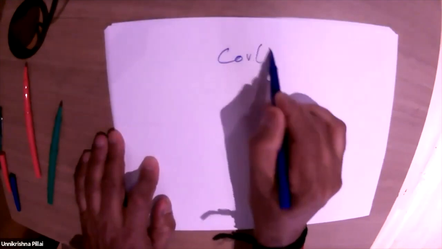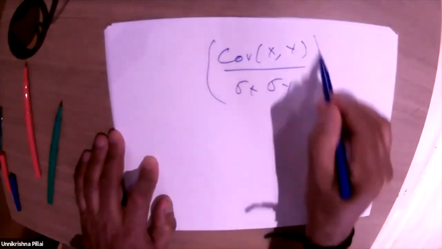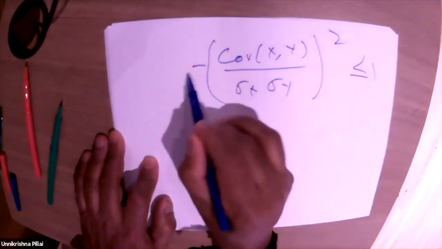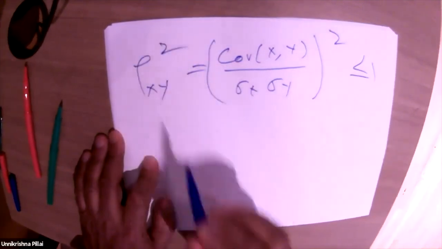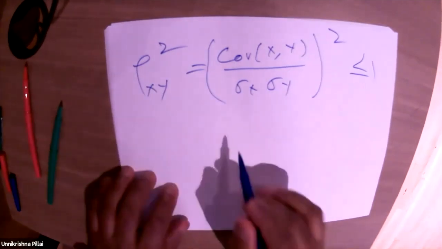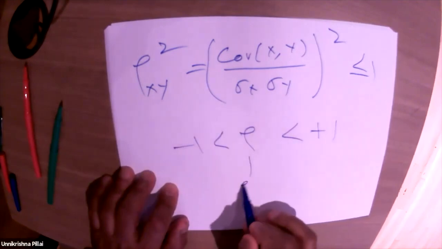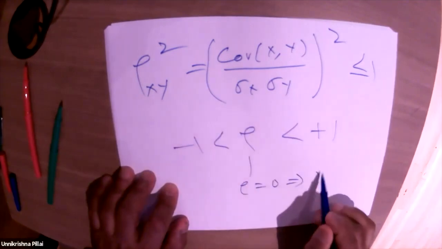So if you take the square root, you get covariance of x comma y over sigma x sigma y, squared, is less than or equal to 1. But this is rho xy squared. So we have proved rho xy is less than or equal to 1. So rho is between minus 1 and plus 1.